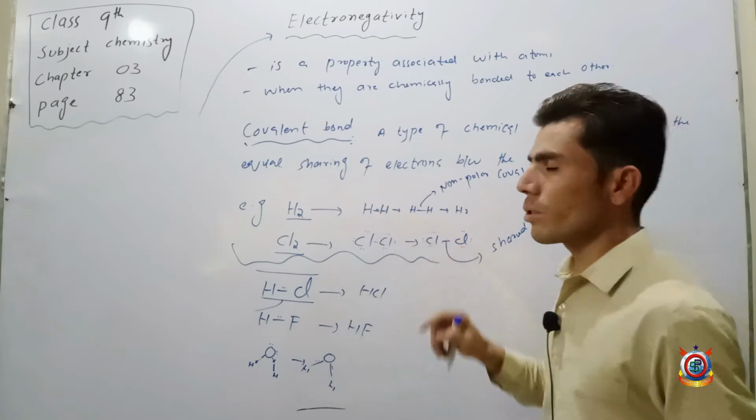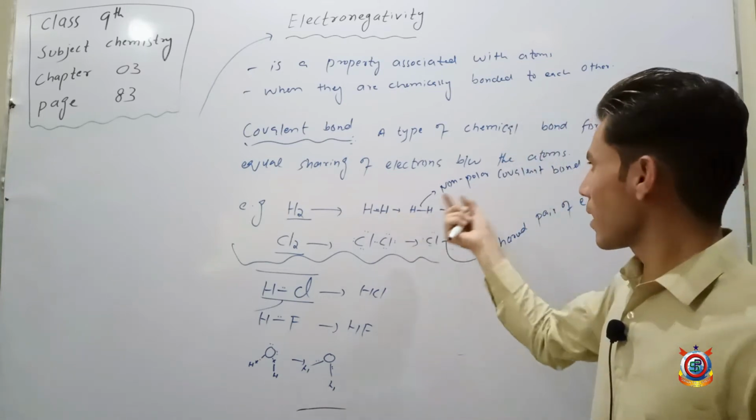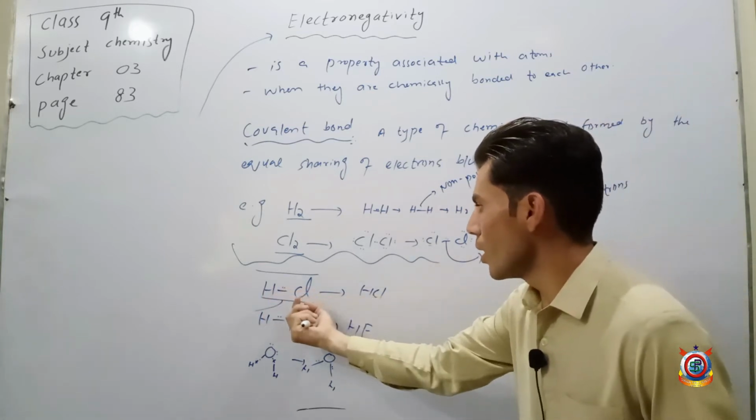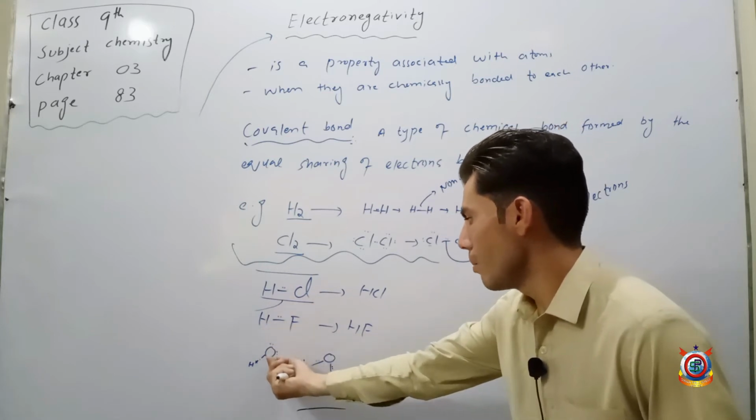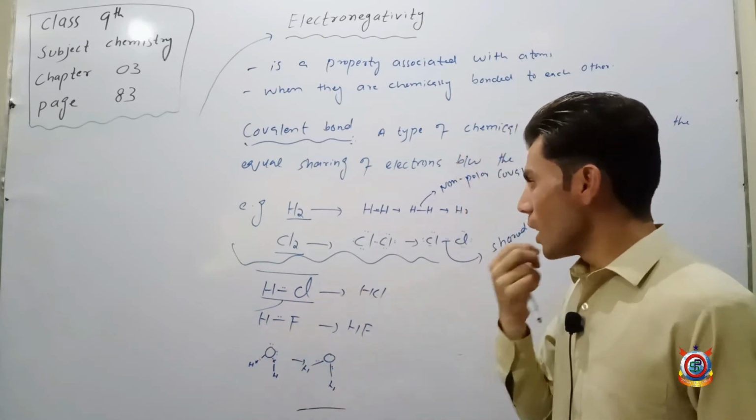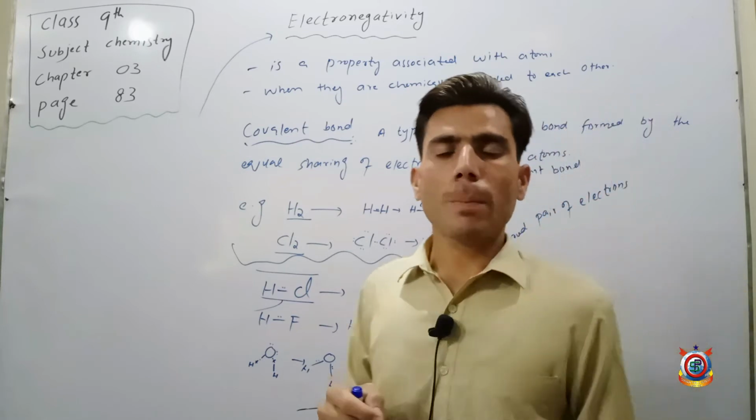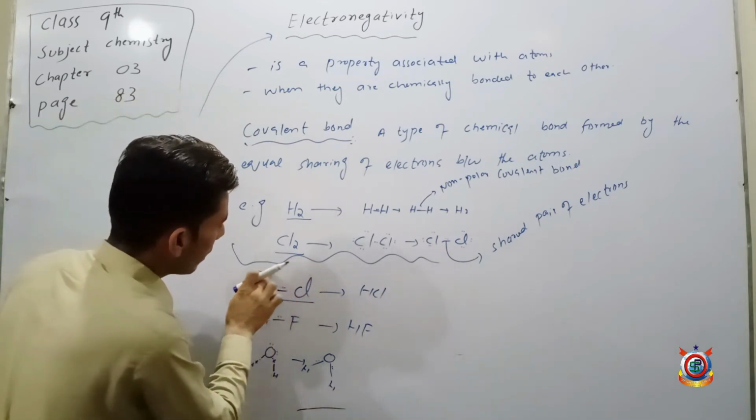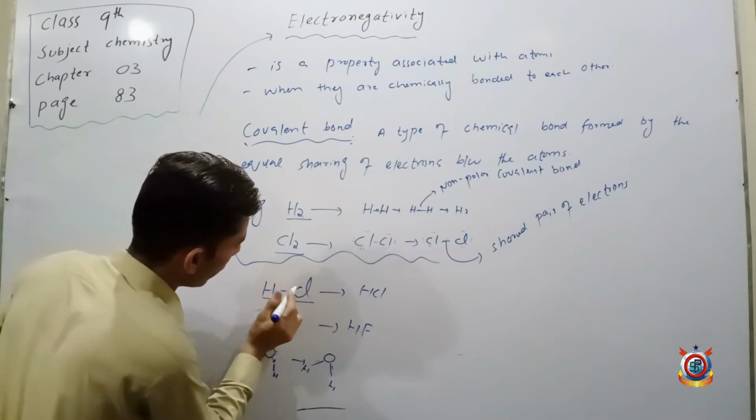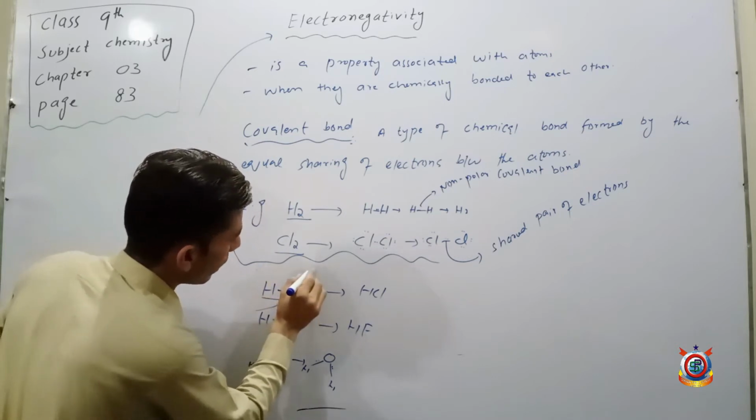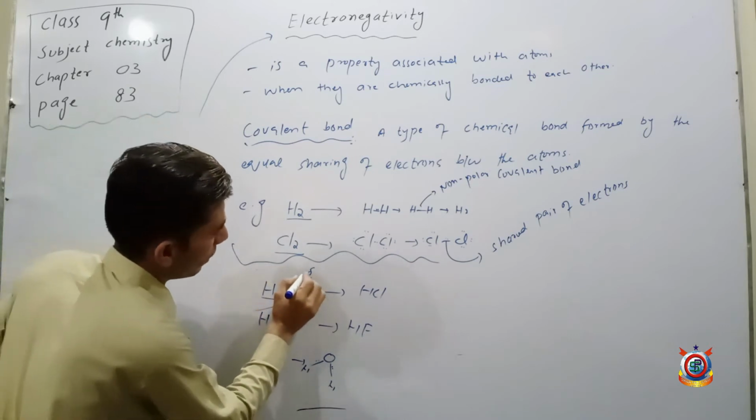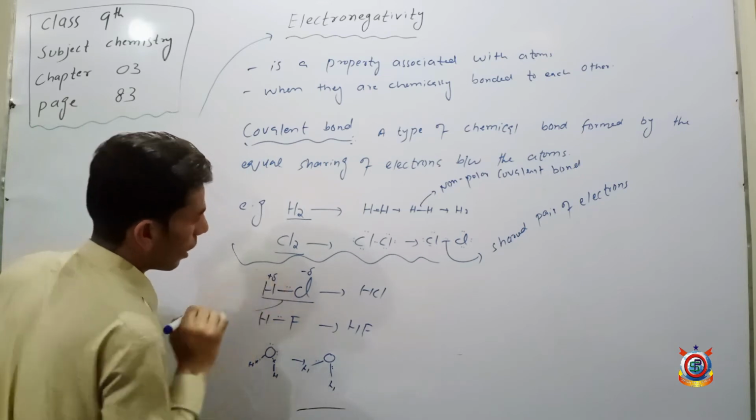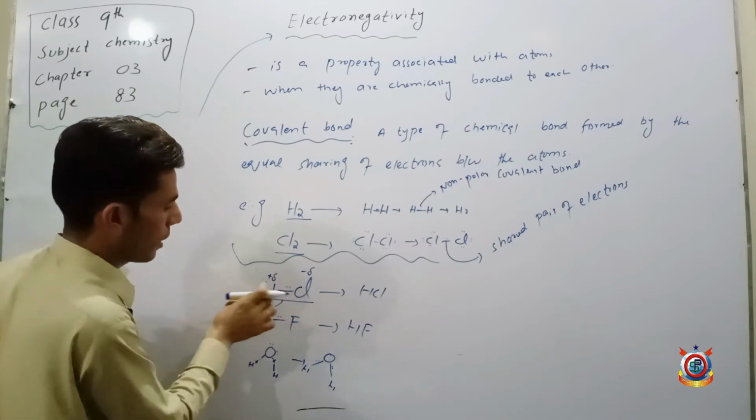The bond between the atoms of the same element is called what? It is called a non-polar covalent bond. In the case of different atoms, hydrogen and chlorine, atoms of different elements have different abilities to attract the electron pair towards itself. In HCl, chlorine attracts the shared pair of electrons more towards itself, and due to the gain of electrons, a partial negative charge appears on the chlorine, and due to the shortage of electrons, a partial positive charge appears on the hydrogen.